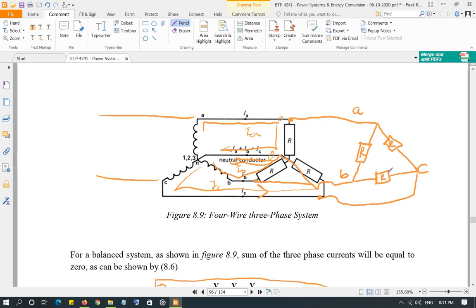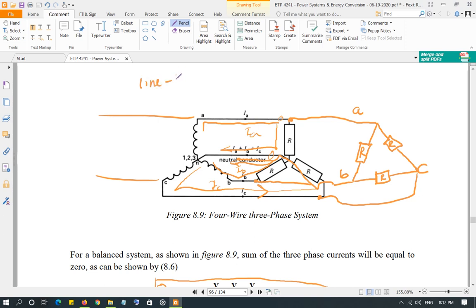And what is the property of delta configuration? That it is connected between the two lines. Instead of line and neutral, it is connected between line and line. So we have two different types of configuration. We have line and neutral and line and line. Line and neutral is also called phase voltage.